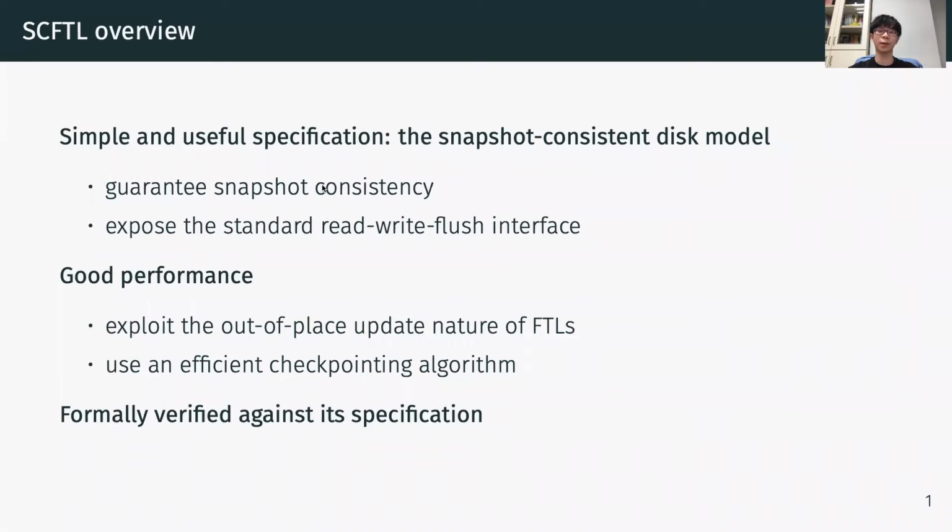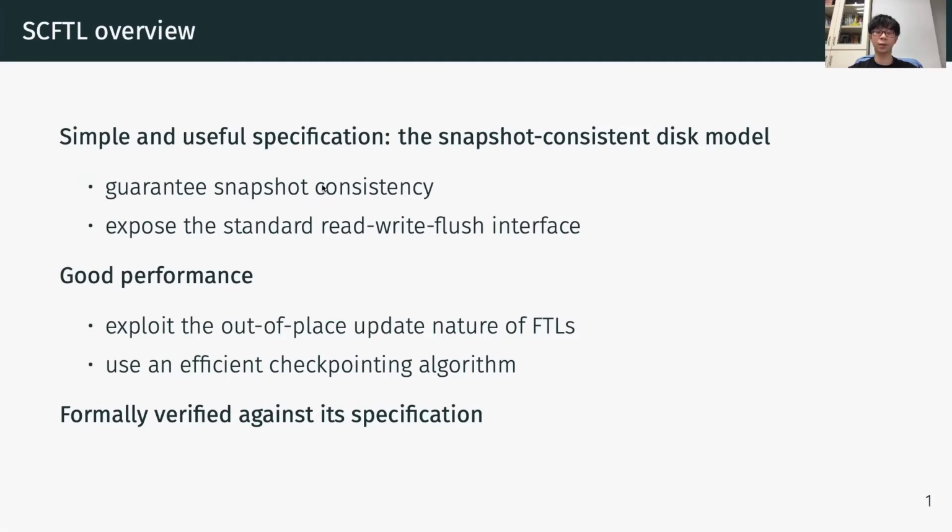So what is SCFTL? SCFTL is a flash translation layer with a simple and useful specification. The specification is called a Snapshot-Consistent Disk Model. It guarantees snapshot consistency, which, in a nutshell, allows users to create a disk snapshot simply by flushing the disk. If a crash occurs, SCFTL is guaranteed to roll back the disk state to the previous snapshot. Moreover, the specification exposes the standard read-write flash disk interface that users are familiar with.